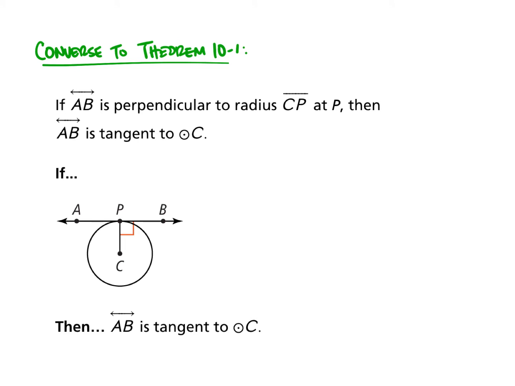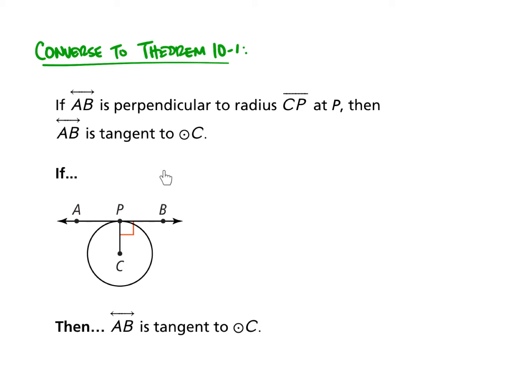And that theorem is another one that actually has a converse that is true also. So the converse of that theorem would say, well, if we have a line that's perpendicular to a radius at the end of that radius, right? So our line here, line AB, is perpendicular to the radius that comes out from C to the endpoint P. And if that happens, then the line is going to be tangent to the circle, all right?